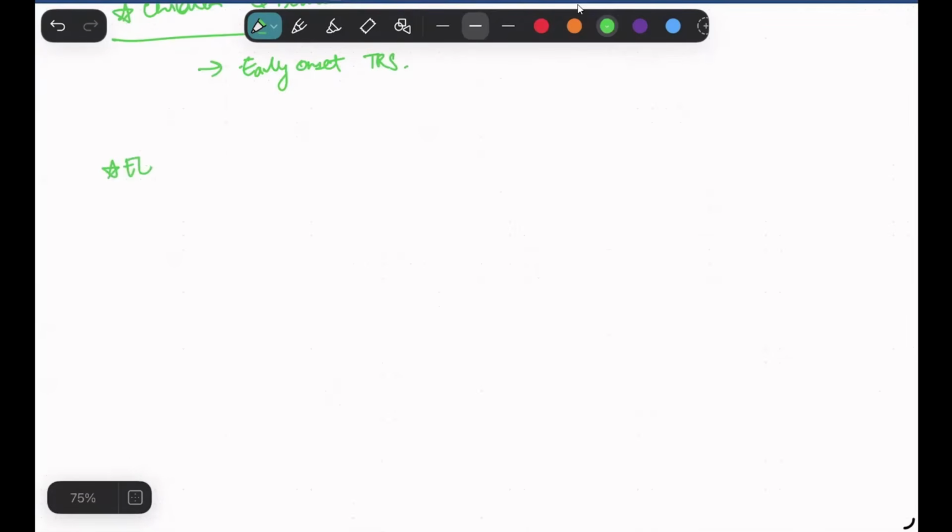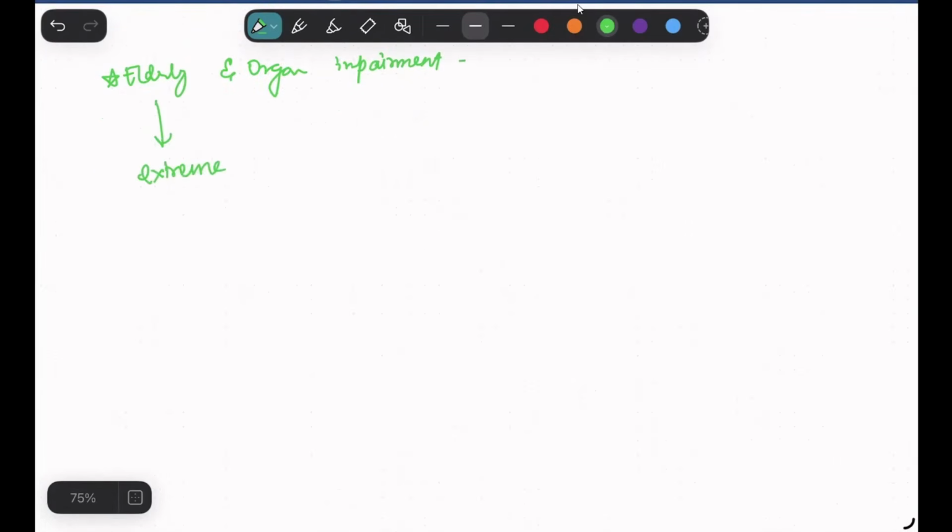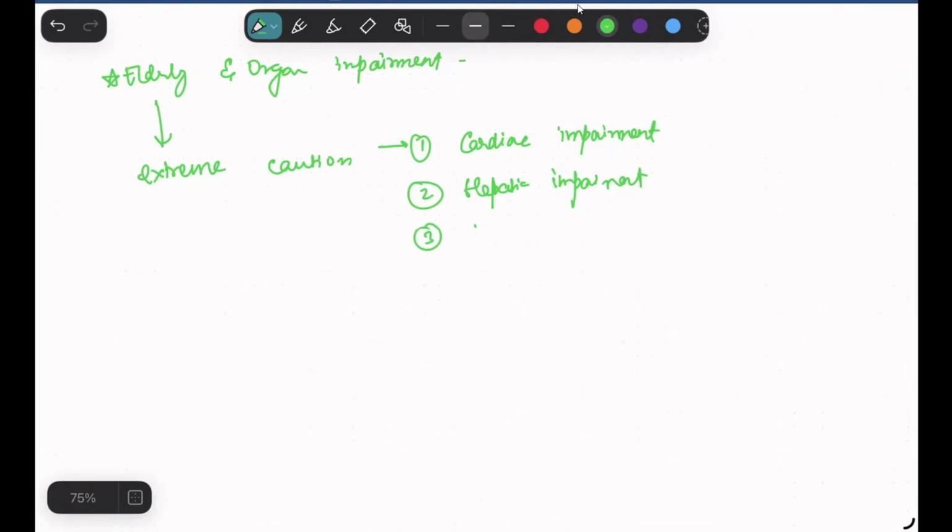Coming to elderly patients, and in case of organ impairment, clozapine should be used with extreme caution. Extreme caution in patients who have cardiac impairment. Why? You know that it has an effect on the heart: myocarditis, tachycardia. Hepatic impairment, because it is extensively metabolized by the liver. And renal impairment, because it is also excreted by the kidneys.